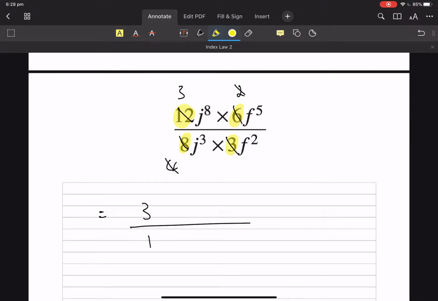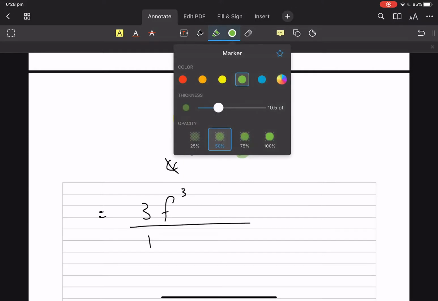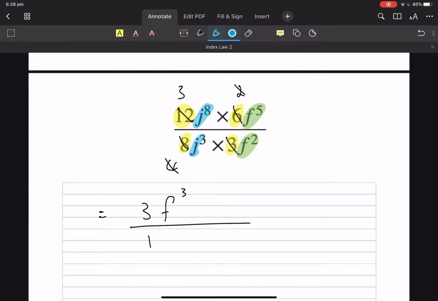You can see how core skills is really important. You need to know your fractions. Let's pick a letter, A, B, C, D, E, F. So let's do F first. How many F's are on top and how many F's are on bottom? There's 5 and 2, so that means there's 3 left over and they're on the top. What's the next letter? J. There's 8 on the top and 3 on the bottom. So that would be 5 left over on the top.